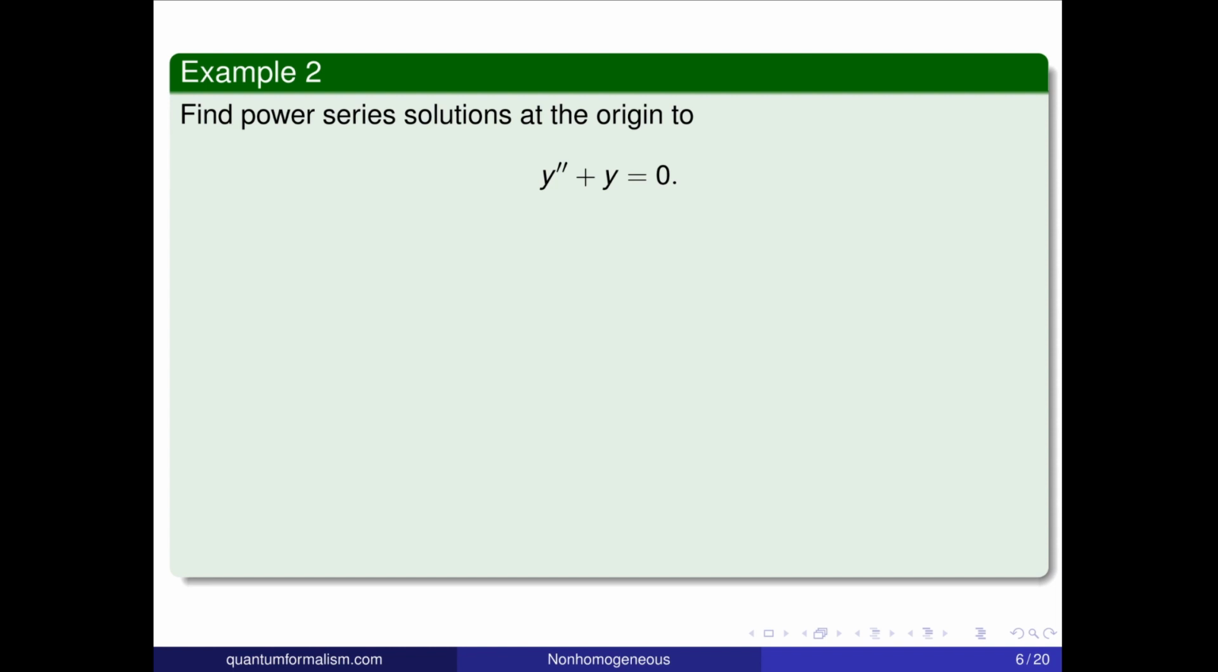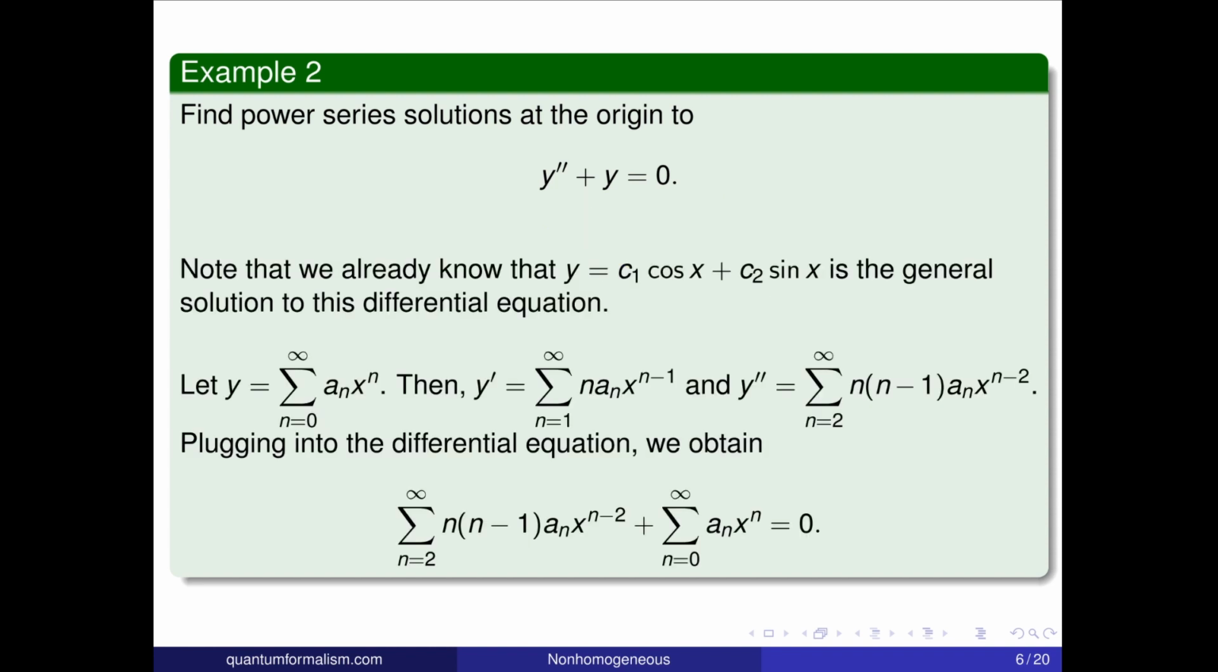This is just a constant coefficient equation. The characteristic equation is r squared plus 1 equals 0. The roots are plus or minus i. So we know that the general solution is just c1 cosine x plus c2 sine of x. All right, so let's see if we can produce that same general solution using power series methods, just to see how everything works.